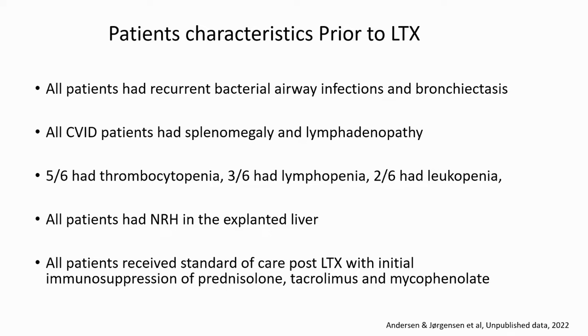And the common feature from the explanted liver was NRH. And I think 4 of them had fibrosis, and 2 of them had portal and lobular inflammation with granulomatous disease. We didn't do anything special with these patients compared to other liver transplantation patients. They had initial immunosuppression of prednisolone, tacrolimus, and mycophenolate, which is common in Norway now. Next slide, please.